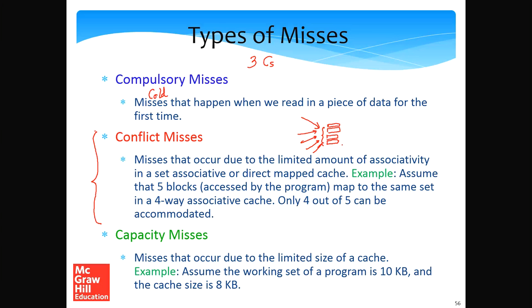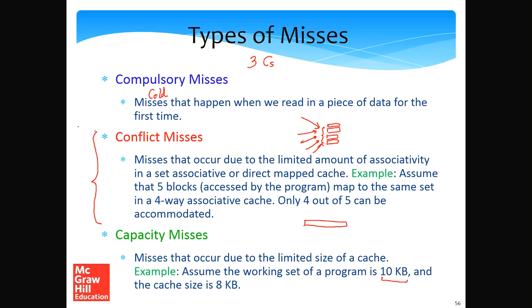So the last category of misses are capacity misses. Assume that the working set of a program is 10 kilobytes and the size of the cache is 8 kilobytes. In this case, the entire working set will not fit. Assume that there's a 10 kilobyte long array and we are doing a lot of operations on that array, but our cache is only 8 kilobytes. So the entire array will not fit, and as a result, we'll have a lot of cache misses. This is called a capacity miss.